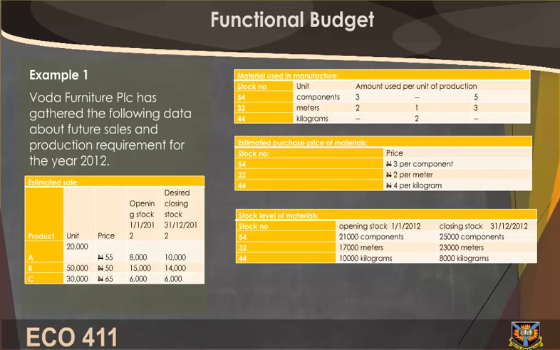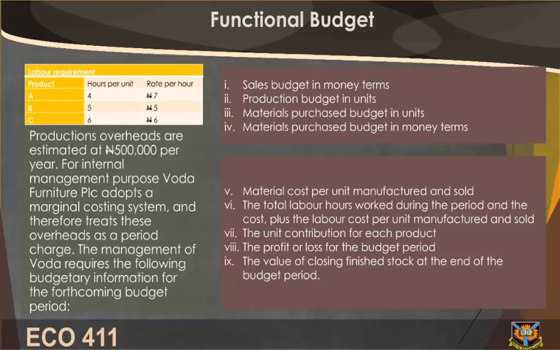Example 1. Voda Furniture PLC has gathered the following data about future sales and production requirements for the year 2012. The data is shown below. Production overheads are estimated at 500,000 naira per year. For internal management purposes, Voda Furniture PLC adopts a marginal costing system and therefore treats these overheads as a period charge.